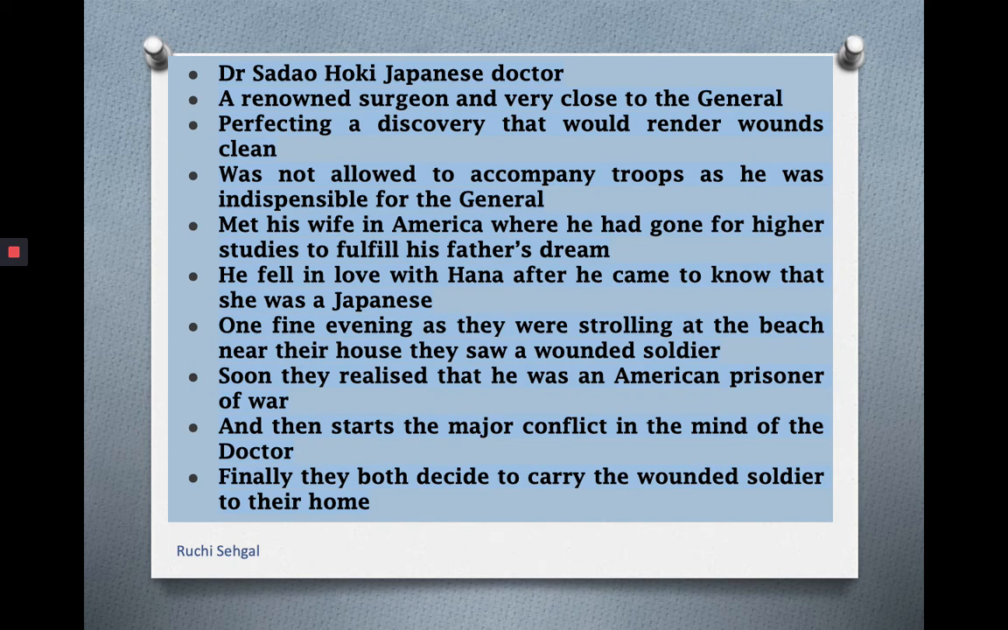Okay, so moving forward, Sadao was not allowed to accompany troops as he was indispensable to the general. He met his wife in America, where he had gone for higher studies to fulfill his father's dream. He fell in love with Hana after he came to know that she was Japanese. Now, this is really strange, for a person to wait and fall in love only when he comes to know that she was Japanese. And this was because his father would have never allowed him to get married otherwise.